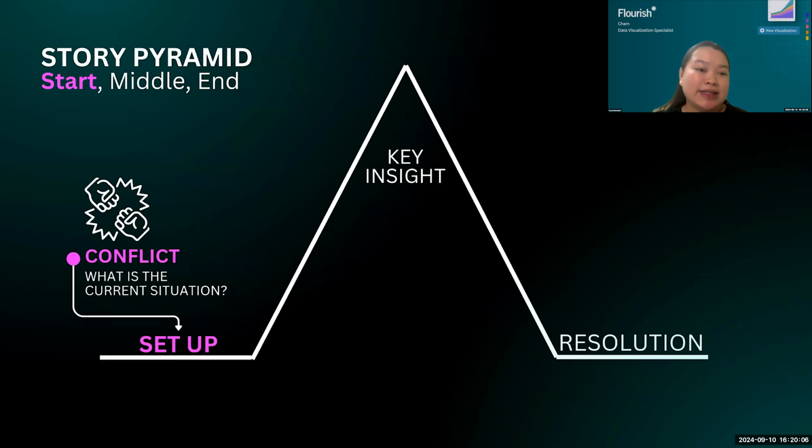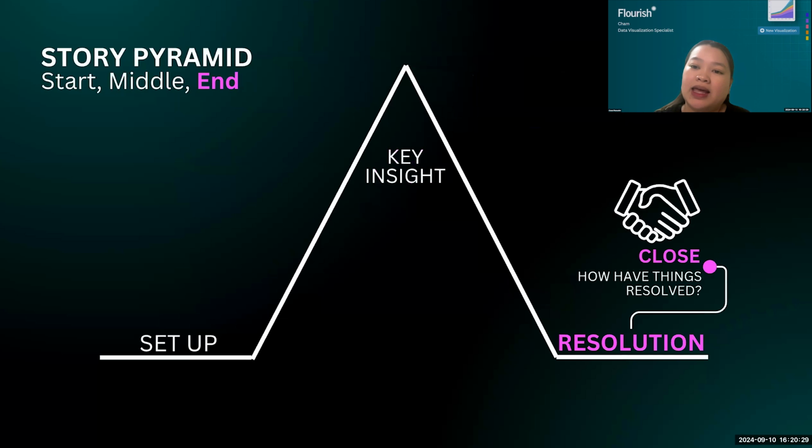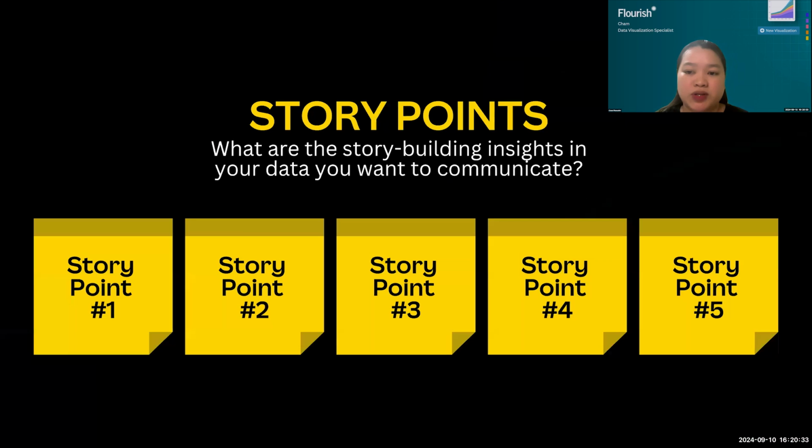But for today, we're going to stick to something that is very simple, the story pyramid. This pyramid has a start, middle, and end. At the start, we set up the status quo, what's the current situation, and why the conflict exists. The middle is where we present the key insights that we identify as a turning point and elaborate on what changed exactly. And at the end is where we synthesize with the resolution and how things have resolved.